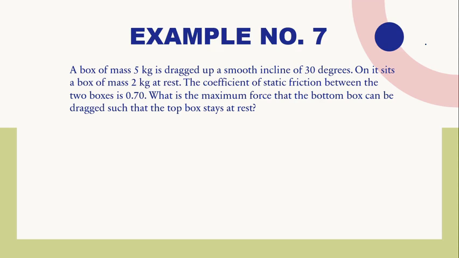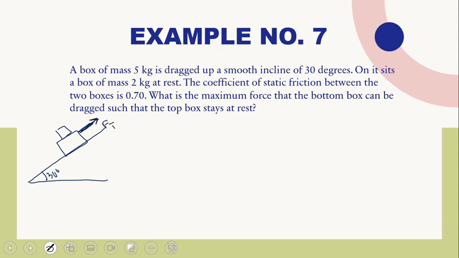Okay, so I'm going to draw a quick sketch of this problem first. We have our incline of 30 degrees. On that sits a bottom box and then the top box. And both of these are being pulled up the slope with the tension force.